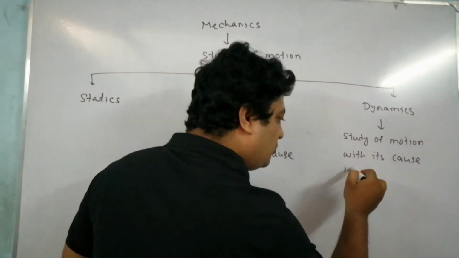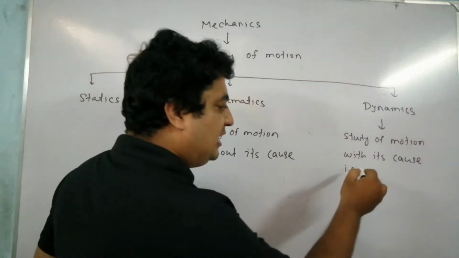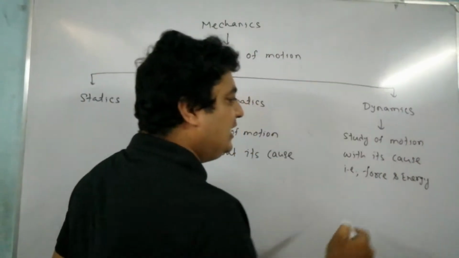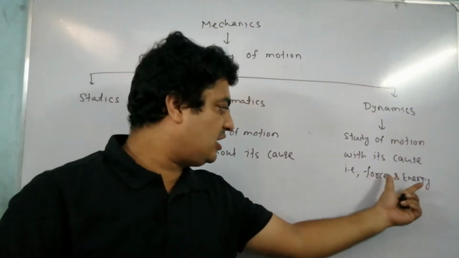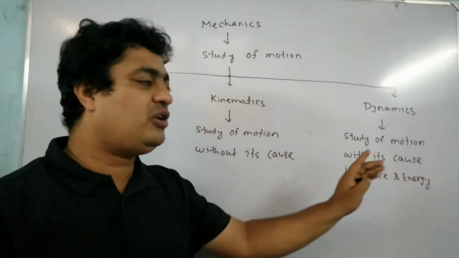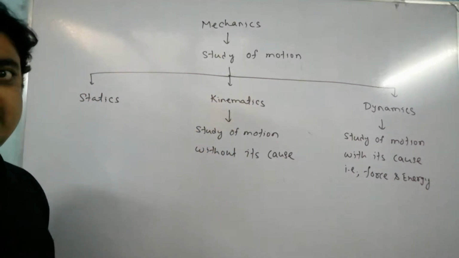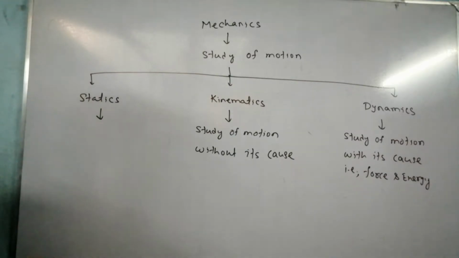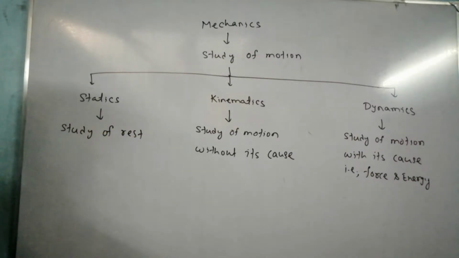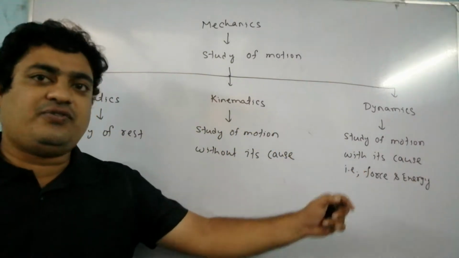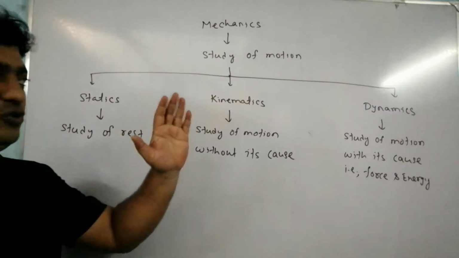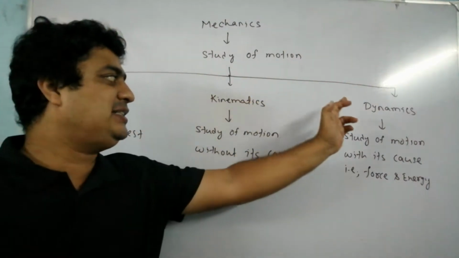So, what is the cause of motion? The cause of motion is force and energy. So, we can say if we study a motion with considering force and energy, that is called dynamics. If we study the motion without considering force and energy, that is called kinematics. Now the last part, statics. This is study of rest of a particle which is under action of a large number of forces. That is called statics. So mechanics is divided into three parts: statics, kinematics, dynamics.